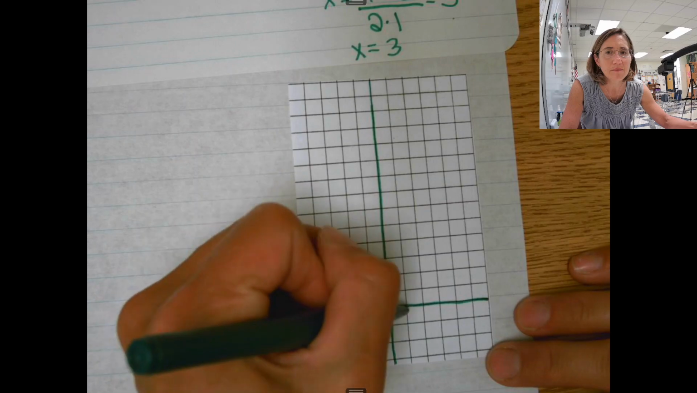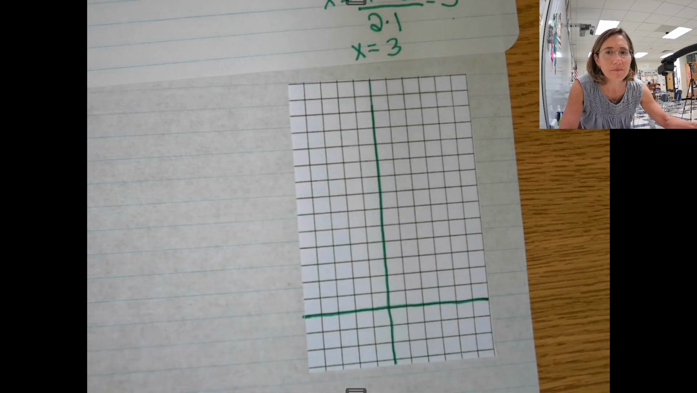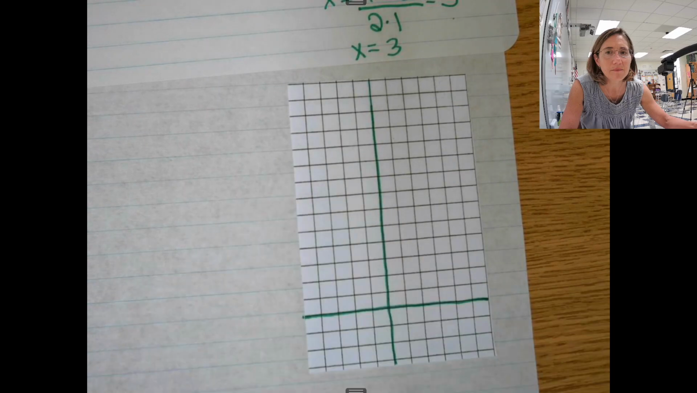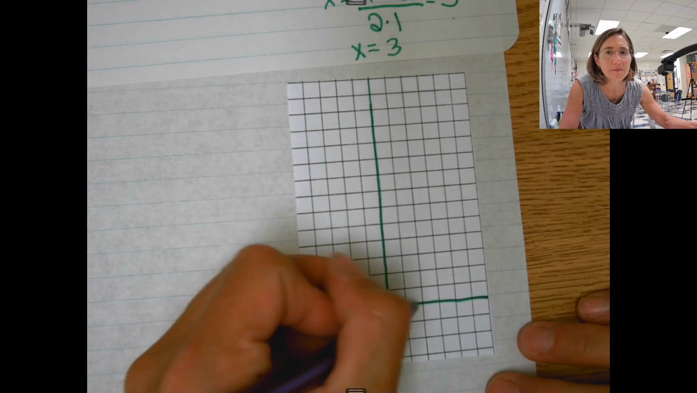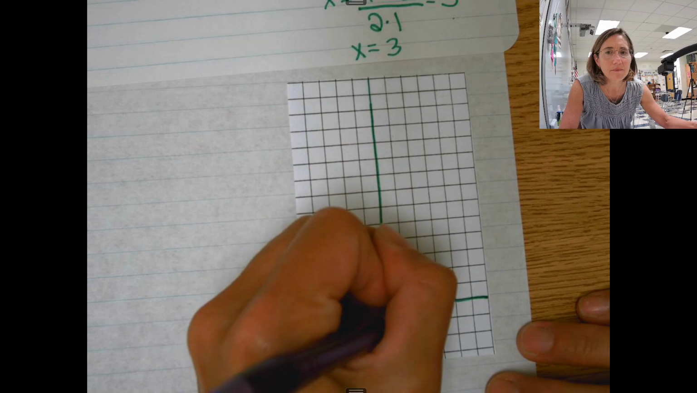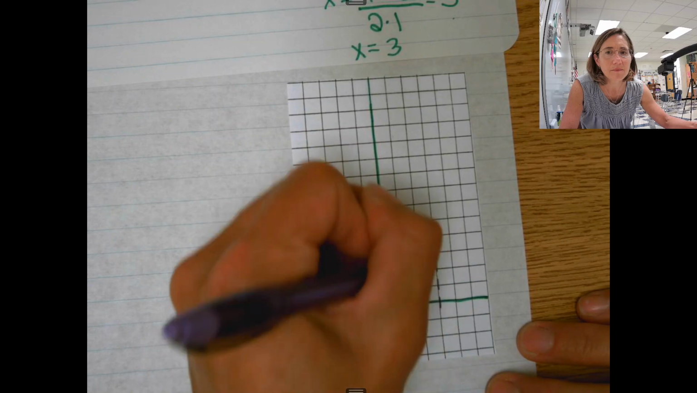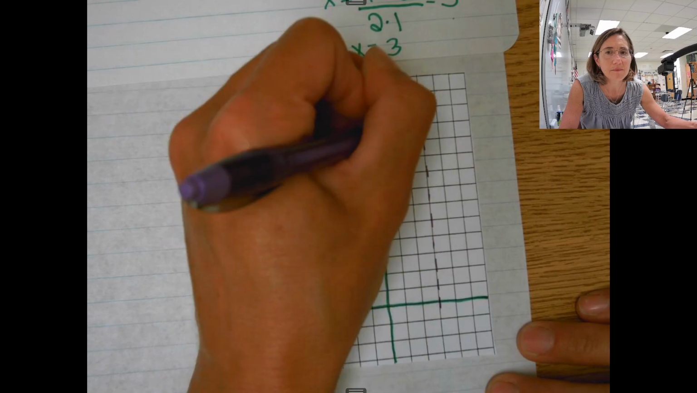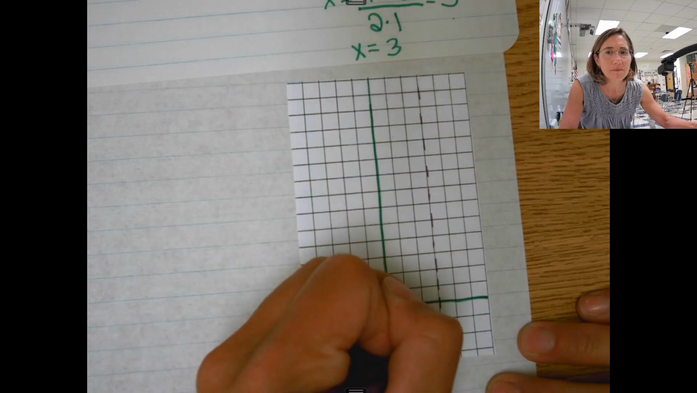So x equals 3. I'm going to do this in a different color. We'll do this in purple. X equals 3. Remember your x-axis goes across, so I'm going to go 1, 2, 3. So here's where x equals 3. So I'm going to make a dotted line here. This is the line where x equals 3.